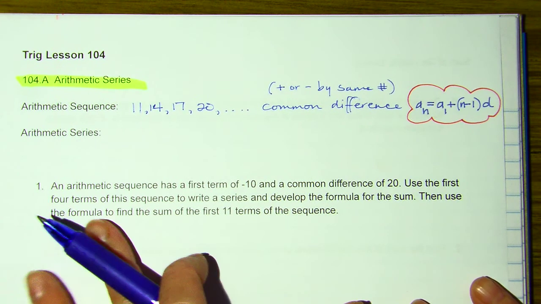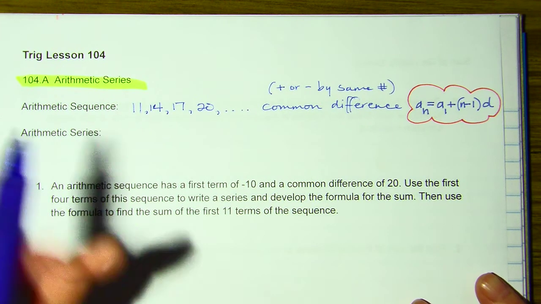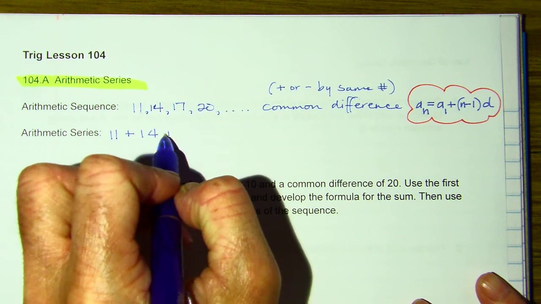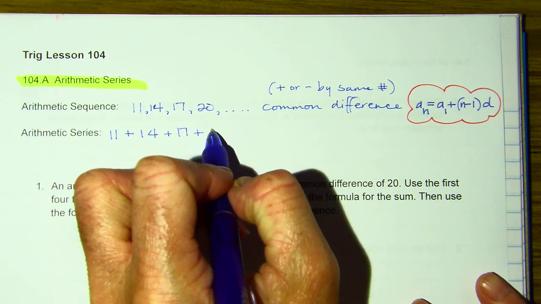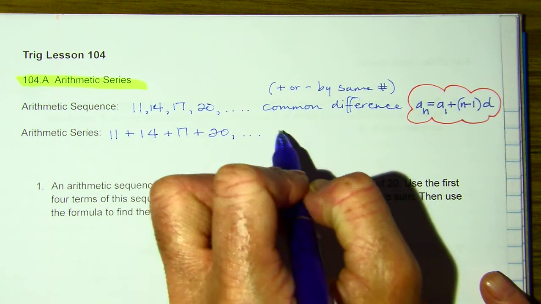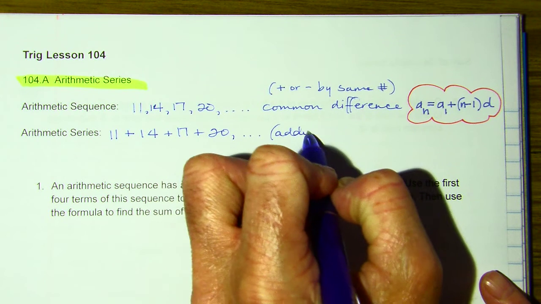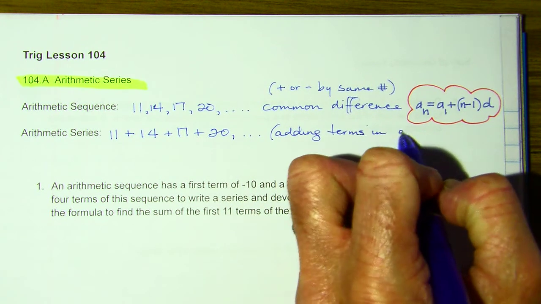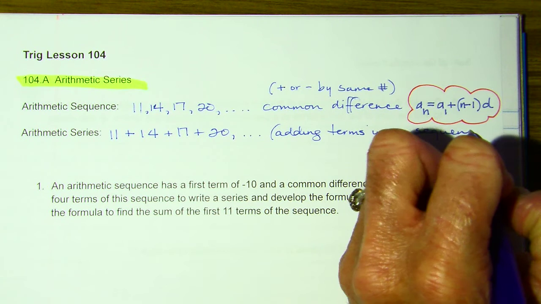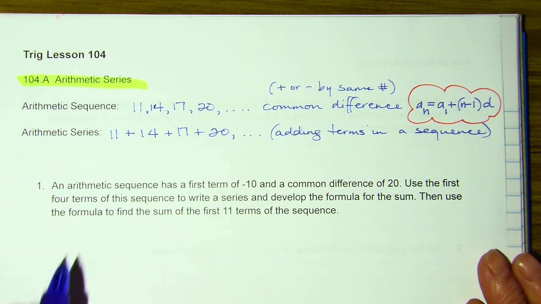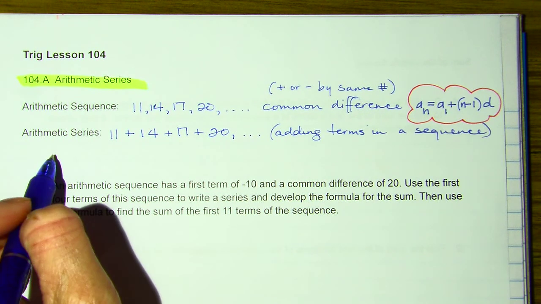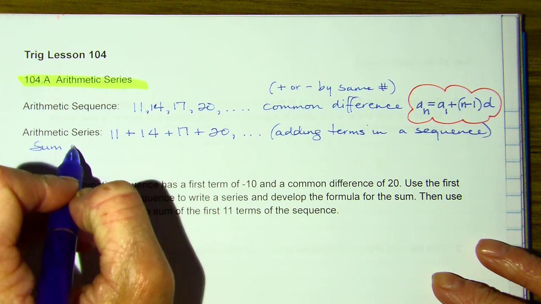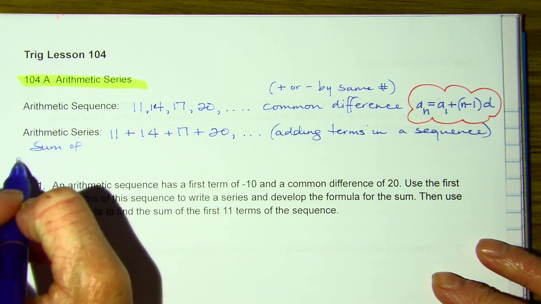Now, an arithmetic series is when I am going to add the terms in my sequence. So I am adding terms in a sequence. And I'll go ahead and give you the arithmetic series formula. So in an arithmetic series, I'm looking for the sum of a sequence.